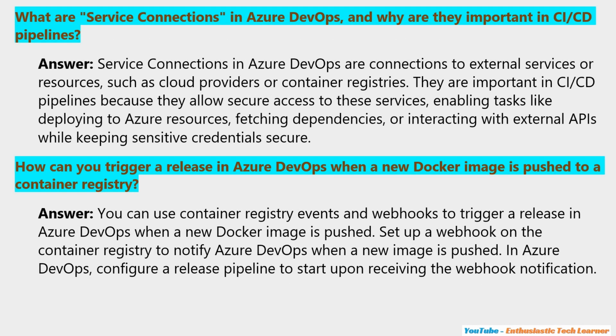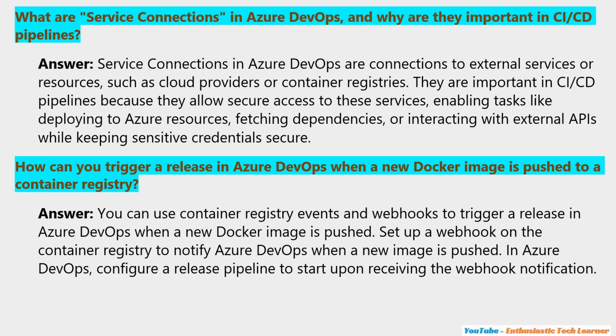What are service connections in Azure DevOps and why are they important in CI/CD pipelines? Answer: Service connections in Azure DevOps are connections to external services or resources, such as cloud providers or container registries. They are important in CI/CD pipelines because they allow secure access to these services, enabling tasks like deploying to Azure resources, fetching dependencies, or interacting with external APIs while keeping sensitive credentials secure.